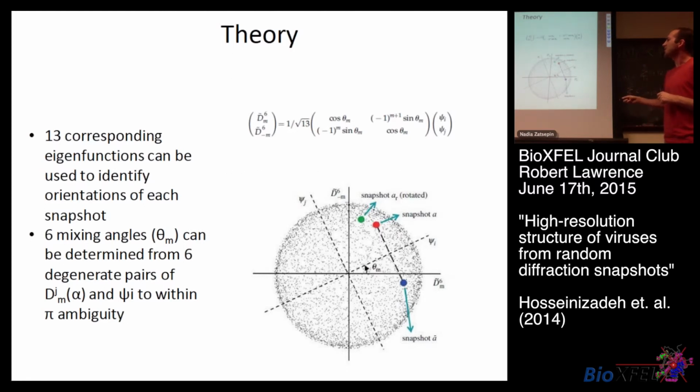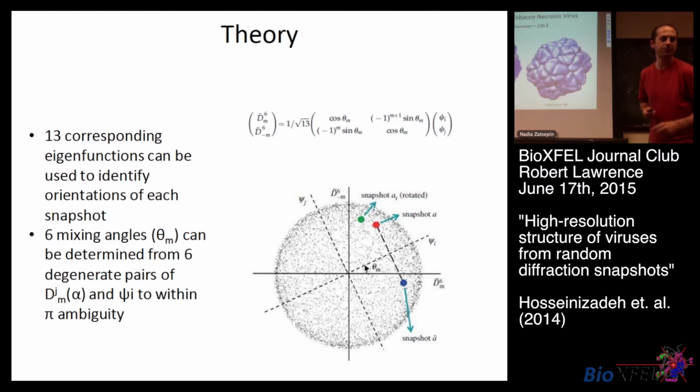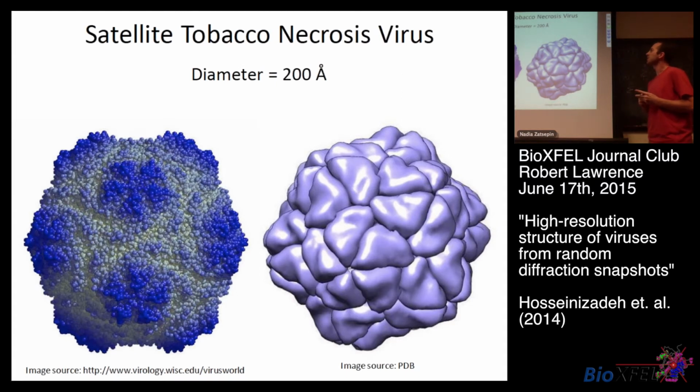Okay, so we need to have this theta sub n mixing angle value in order to predict, or in order to correlate the orientation of the diffraction that we measure.